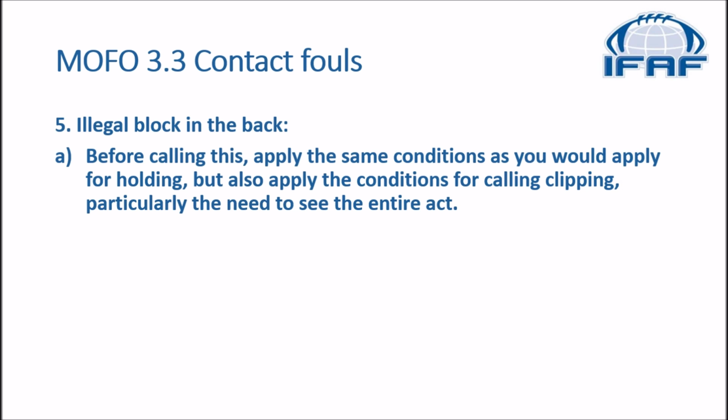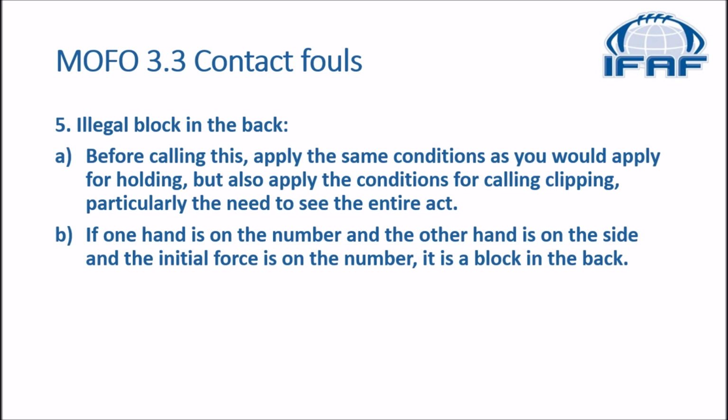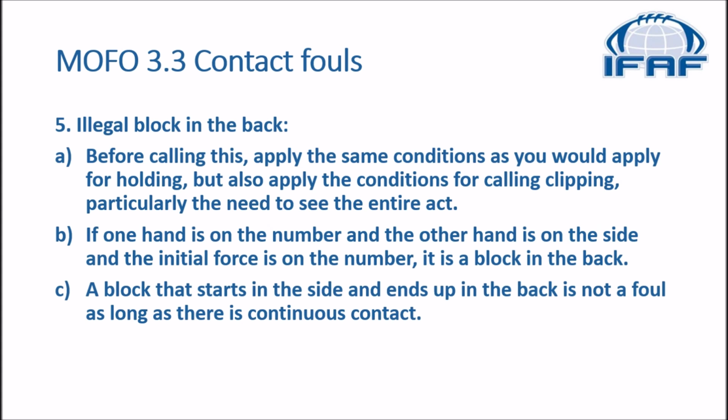In the MOFO, we go to Section 3.3, contact fouls. Number 5 deals with illegal block in the back. A. Before calling this, apply the same conditions as you would apply for holding, but also apply the conditions for calling clipping, particularly the need to see the entire act. B. If one hand is on the number and the other hand is on the side and the initial force is on the number, it is a block in the back. C. A block that starts in the side and ends up in the back is not a foul as long as there is continuous contact.